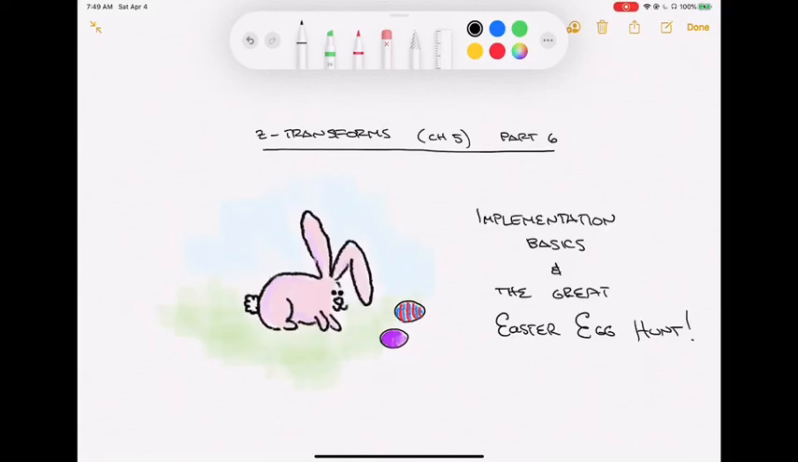Okay, so this is going to be our sixth lecture in Z transforms, all part of Chapter 5. We're going to focus on implementation basics. How do we implement constant coefficient linear difference equations?